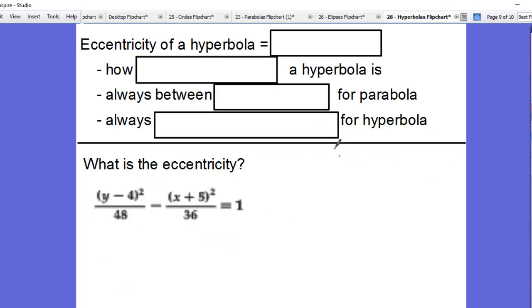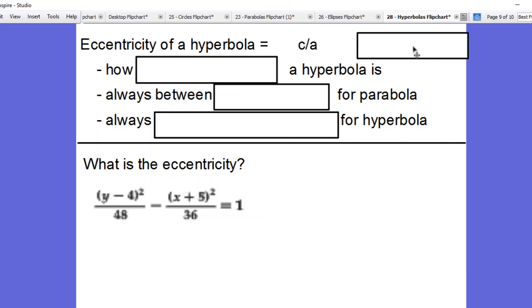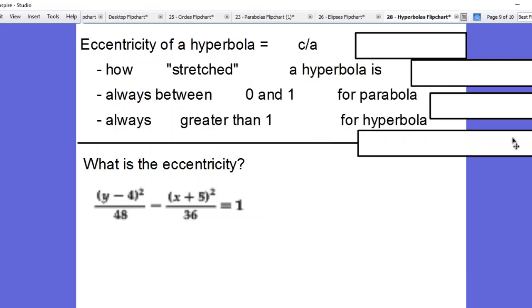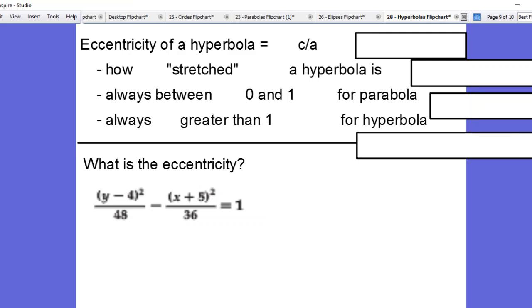Lastly, we have our eccentricity. Eccentricity is c over a. It's how stretched the hyperbola is. For an ellipse it's between 0 and 1, and with a hyperbola, it'll always be greater than 1 because your focal length will always be longer than your vertex length. So here, let's solve this.